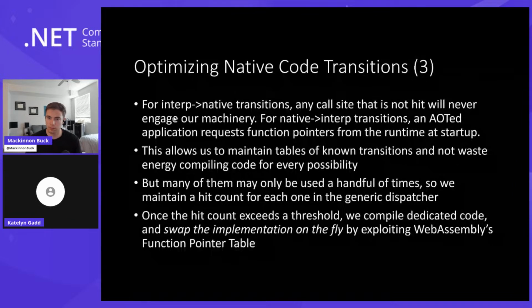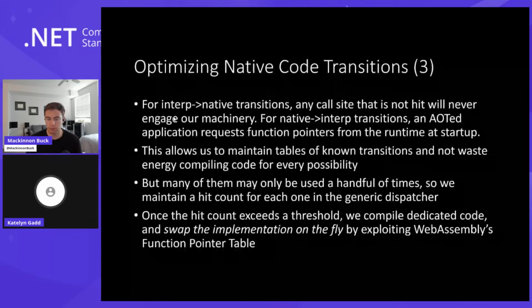For transitions from native code to the interpreter, as it happens, we designed our AOT compiler so that at startup, every possible function pointer that the native code might need, it requests it at startup. So the Jiterpreter is able to maintain a table of every known transition from native code to the interpreter or from the interpreter to native code. This means we're not wasting energy compiling code for every possible call that you could make. And many of these may only be used a handful of times as well. So much like I described with those prepare points, we maintain a hit count inside of the generic dispatcher I described.